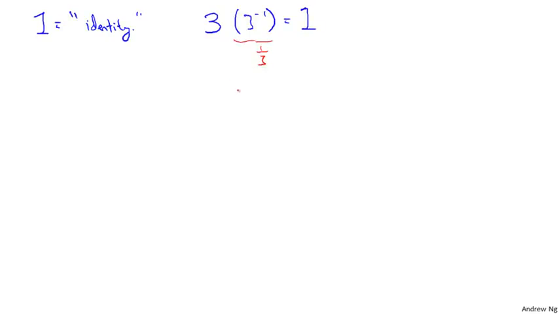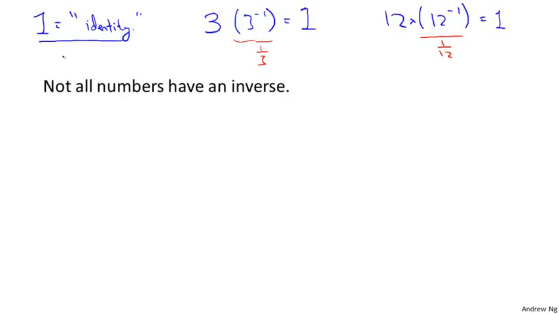And given some other number, maybe 12, there's some number which is the inverse of 12, written as 12 to the minus 1, or really this is just 1/12, so that when you multiply these two things together, the product is equal to the identity element 1 again. Now, in the space of real numbers, not everything has an inverse. For example, the number 0 does not have an inverse, because 0 inverse, 1 over 0, is undefined. 1 over 0 is not well defined.